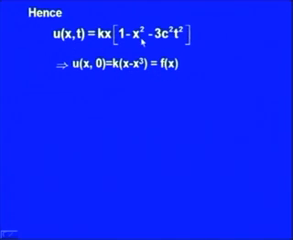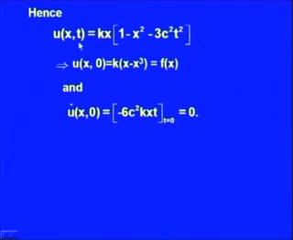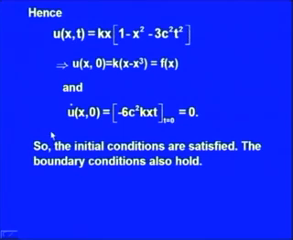So, this solution of the wave equation satisfies the initial condition u(x,0) equal to f(x), and if you differentiate it with respect to t and then put t equal to 0, what do you get? u_t(x,0) as minus 6c square k x t at t equal to 0, which gives us the value 0. So, it satisfies the other initial condition also, and the boundary conditions also hold for this solution u(x,t) equal to kx times (1 minus x square minus 3c square t square), and so it gives us the solution of the given problem.